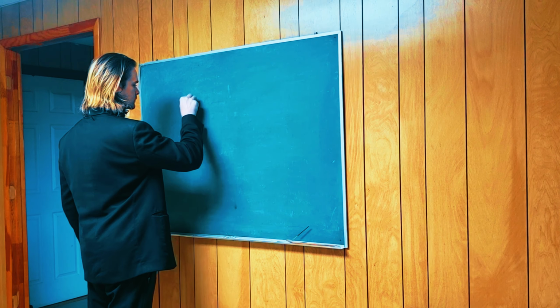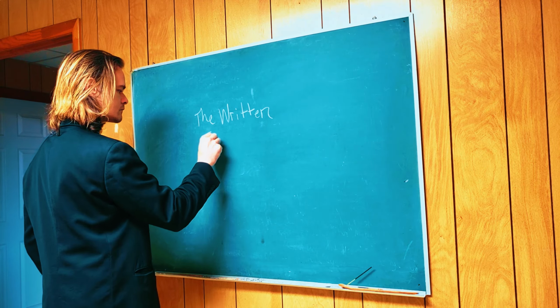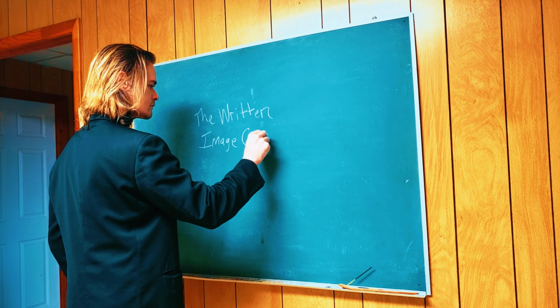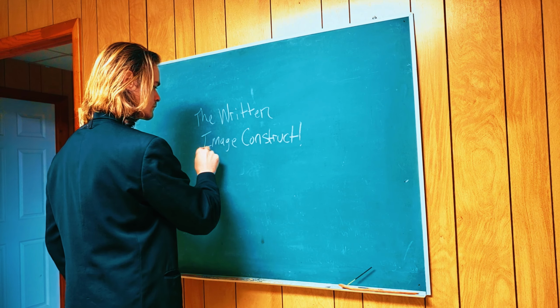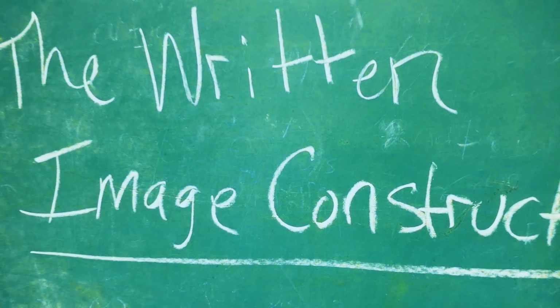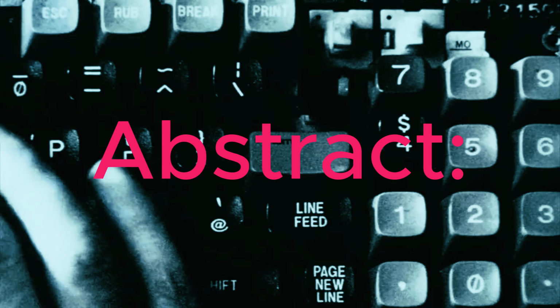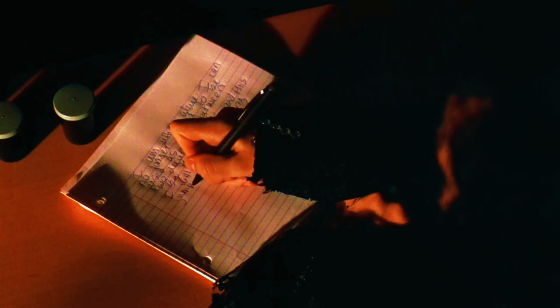So months ago, I developed an idea or concept to explain what writing and drawing truly are, and it's called the written image construct. Abstract. The written image construct is an idea about the ontological nature of what drawing and writing really are.